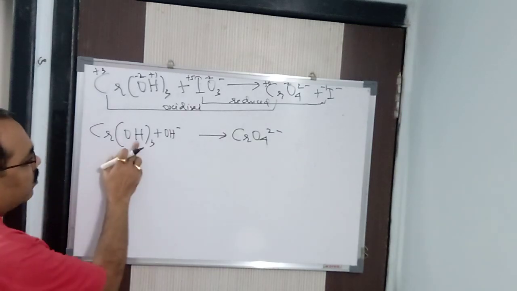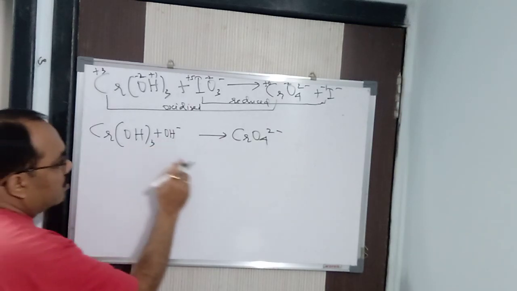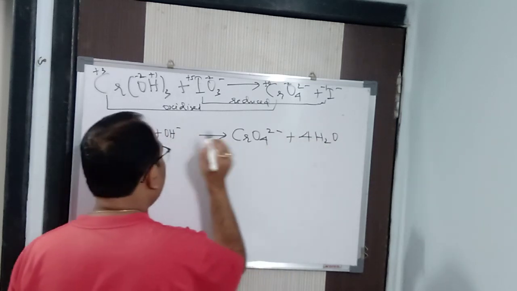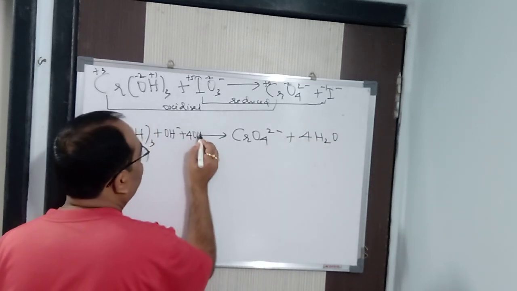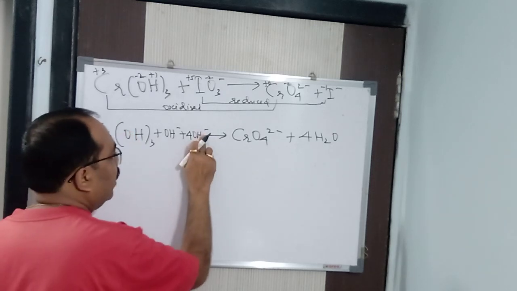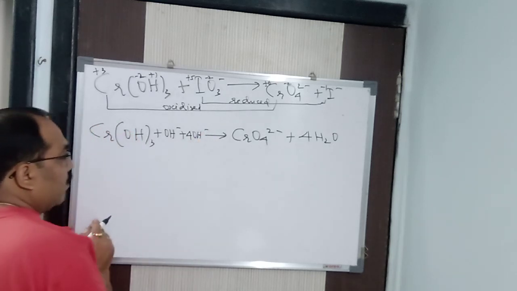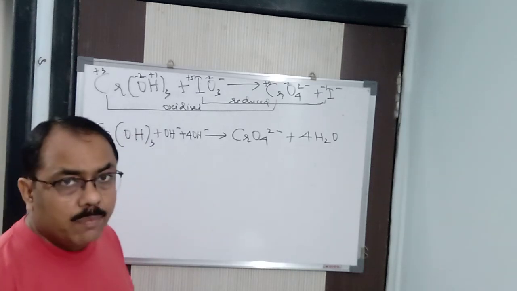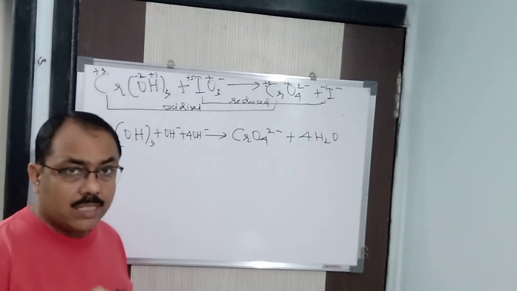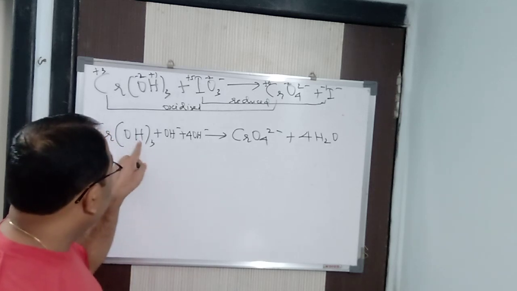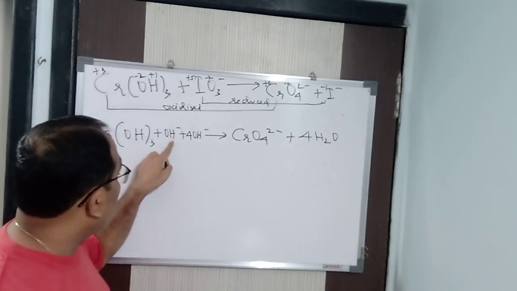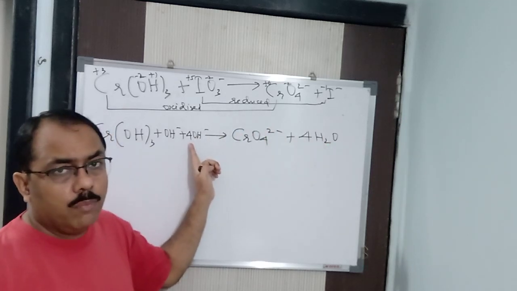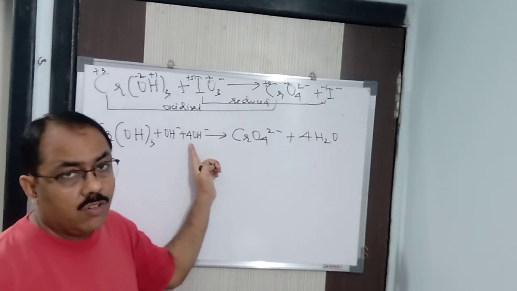Now here how many hydrogen? Here 3 hydrogen plus 1 hydrogen, 4 hydrogen. So to balance hydrogen, I have to add 4 water. Immediately on the opposite side, I will add 4 OH minus. Listen carefully: in basic medium, as many water as you add on one side, on the opposite side that many OH minus ions you will add to balance it. Here you see 3 plus 1, 4 hydrogen, so I put here 4 water. Immediately the same number of OH minus ions I will put on the opposite side, then only it will be balanced.